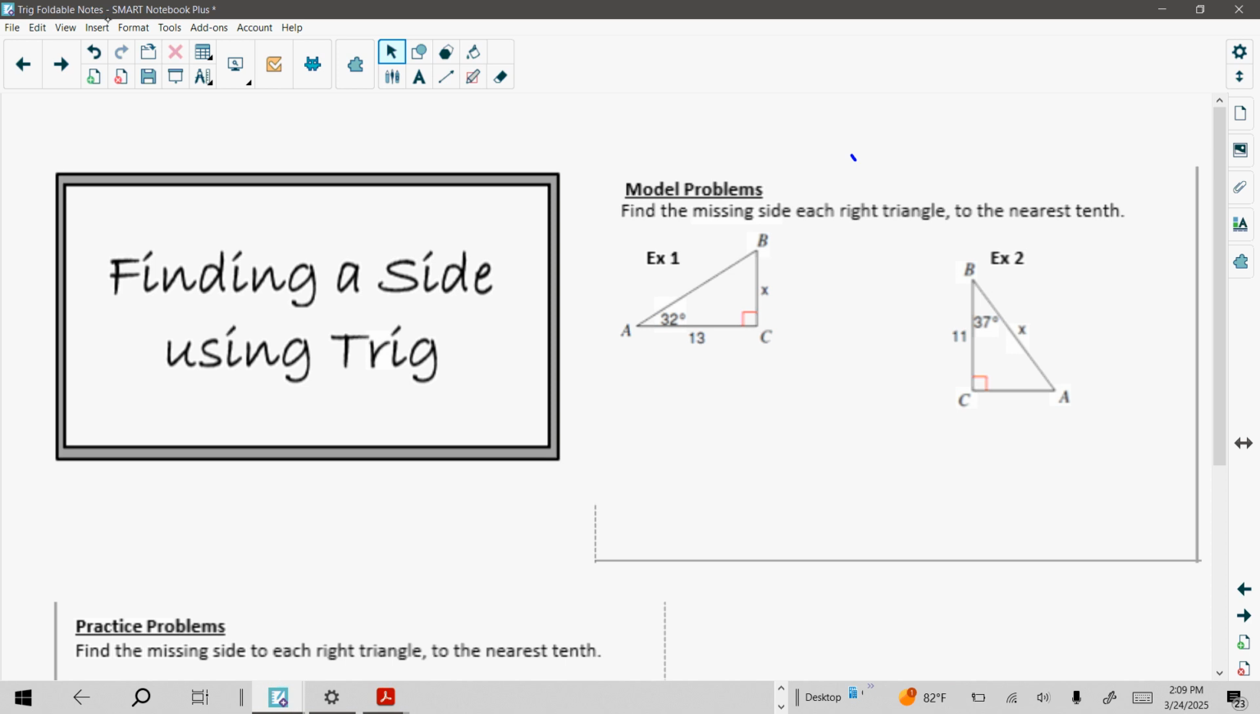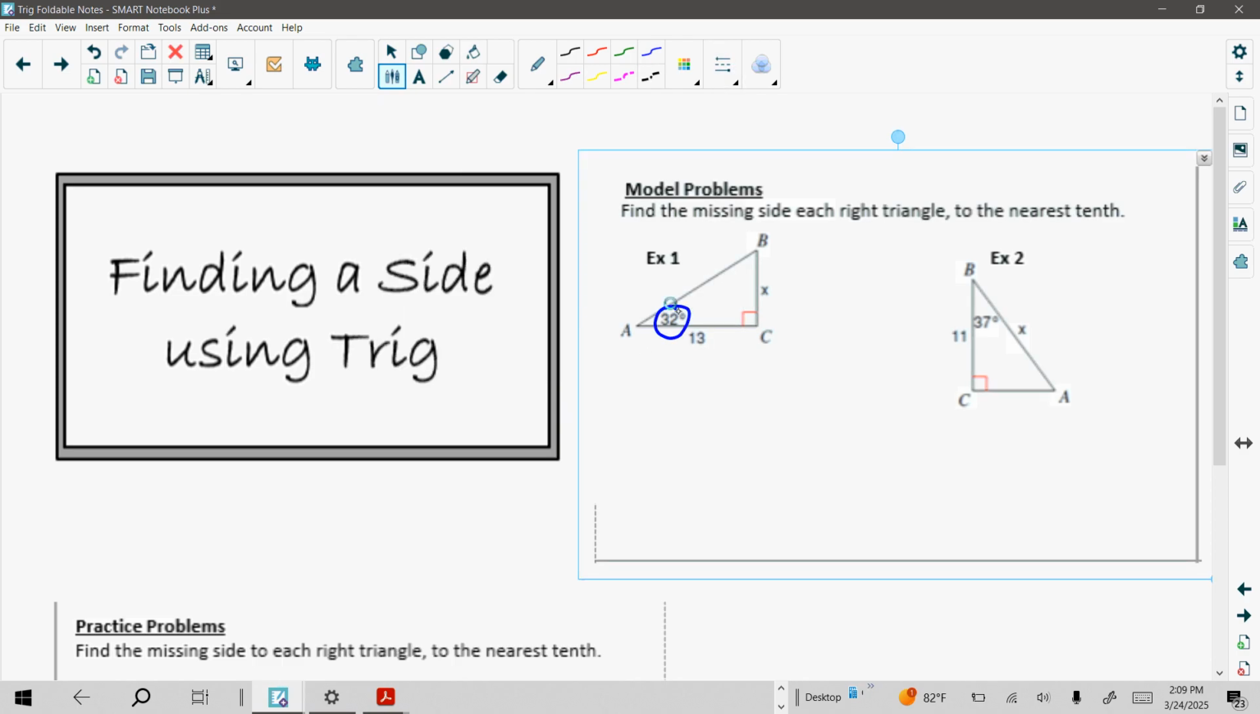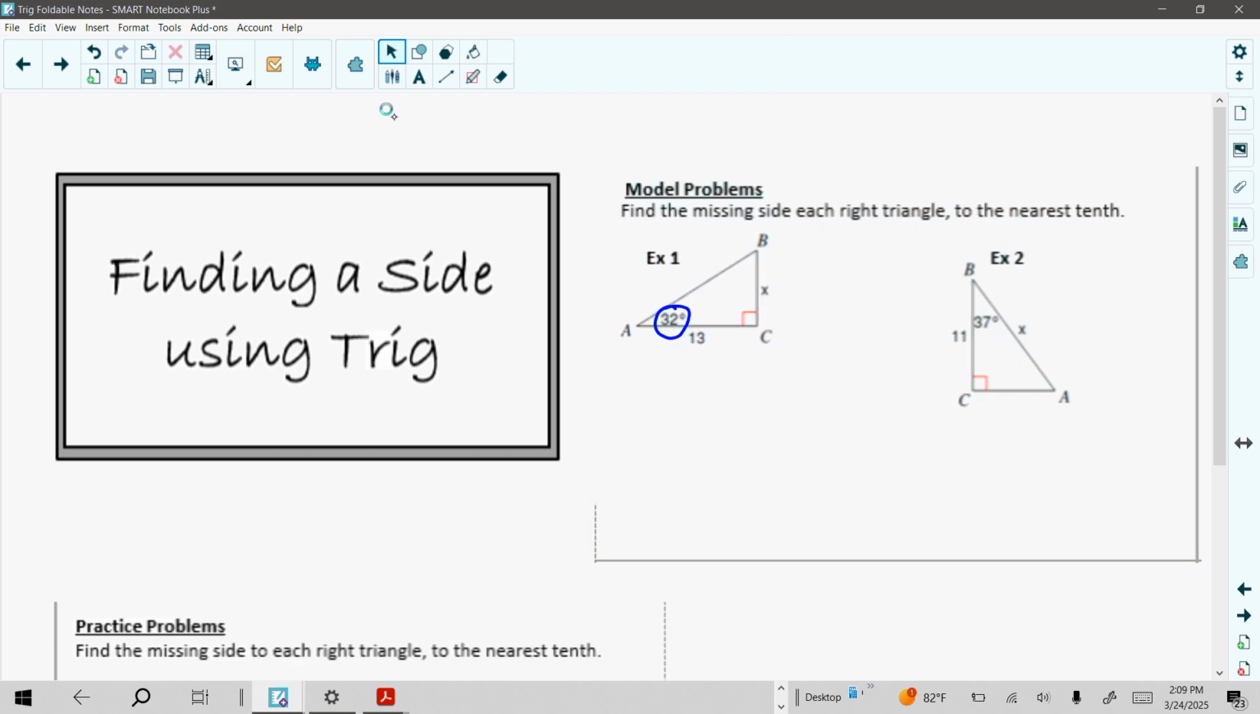Okay, I'm gonna go over this section on how to find a side measure using trig. Okay, so your steps are pretty much the same in the sense that you have to first circle your reference angle. So like on example one, our angle that's given is the 32. And so we take that and then we label the sides in relationship to that angle.